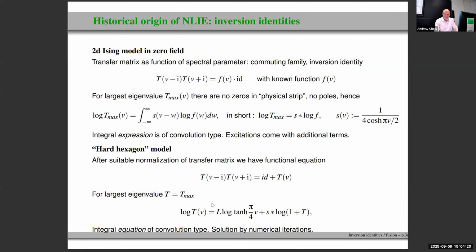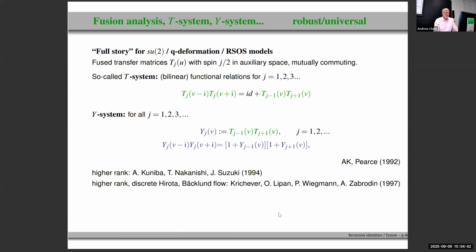And then the appearance of these additional terms is L times log hyperbolic tangent. That's due to, here I somehow dropped normalization factors. So this is not an explicit expression, but you can solve it numerically, for instance, or maybe in certain limits by other means. So these are the first steps of the full story of fusion and the use of T and Y systems.